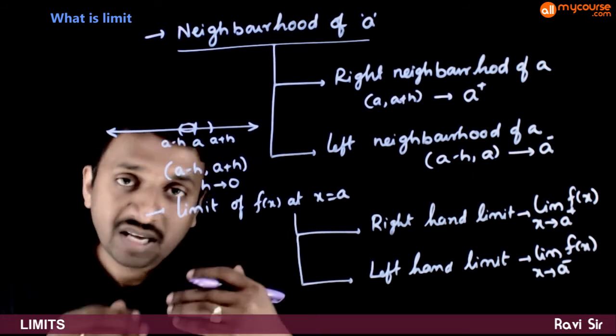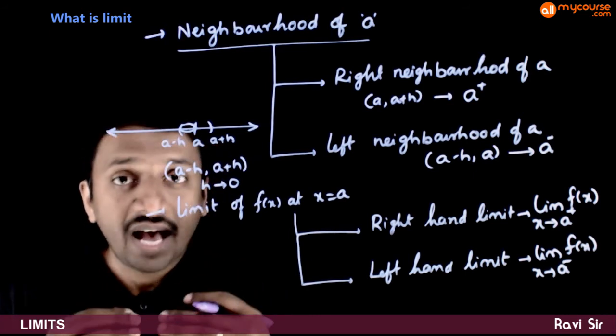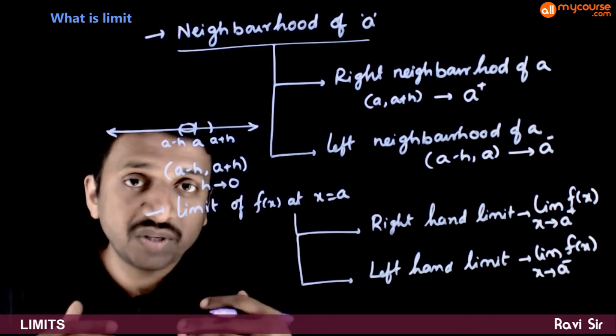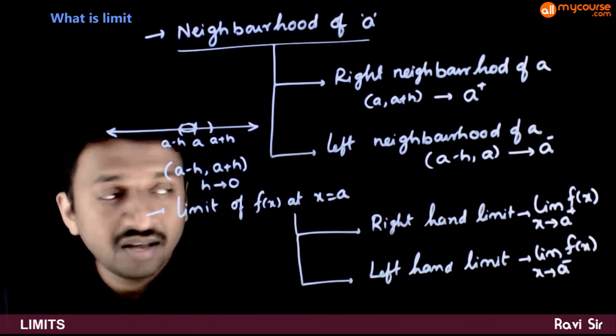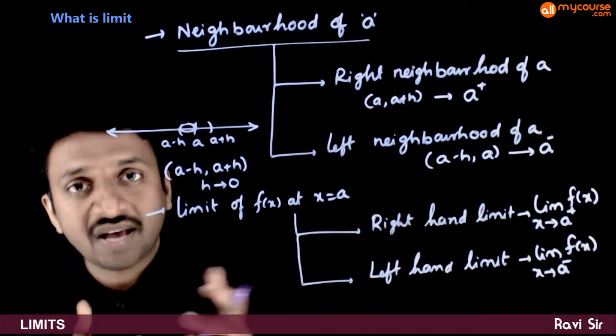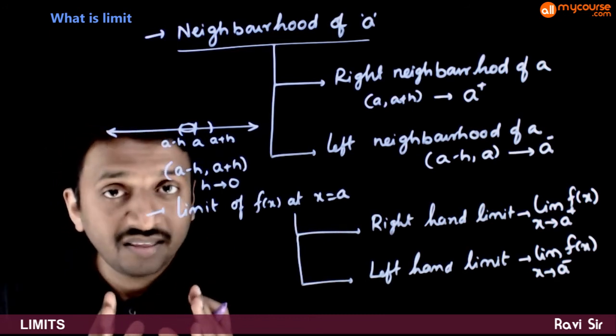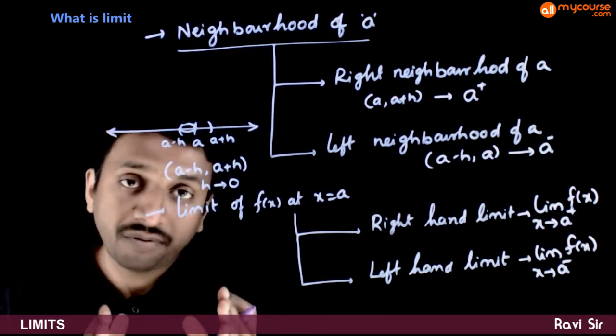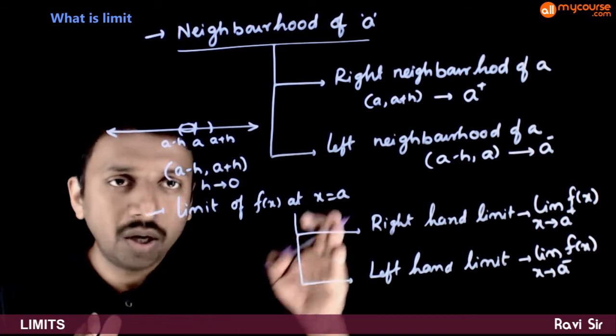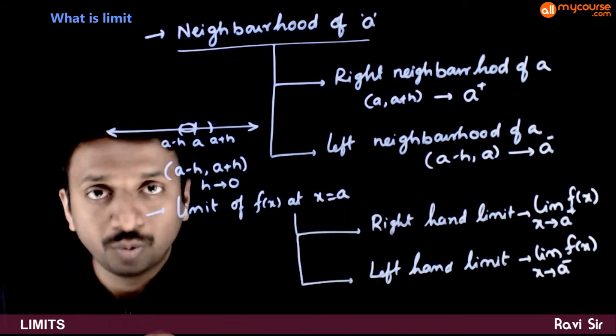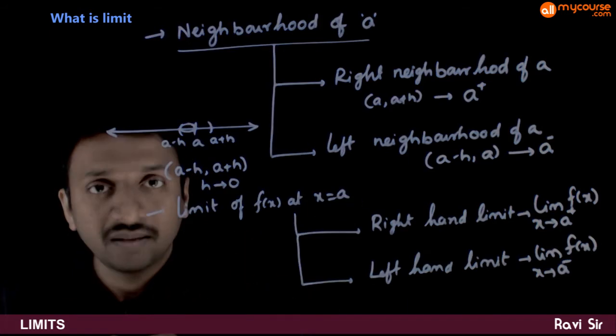Sometimes right hand limit and left hand limit are different. In that case, we say that the limit does not exist. And if right hand limit is same as left hand limit, then we say that the limit of a function exists and is equal to any of the two, because both are equal.